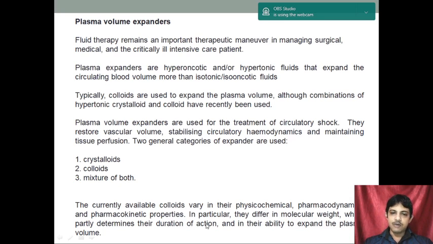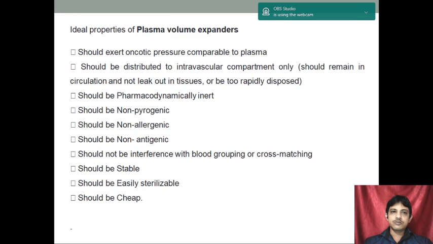Now, what are the currently available colloids? They may vary in their physicochemical, pharmacodynamic, or pharmacokinetic properties, and mainly their molecular weight is different. This is important because their duration of action, or their ability to expand the plasma volume, depends on it.